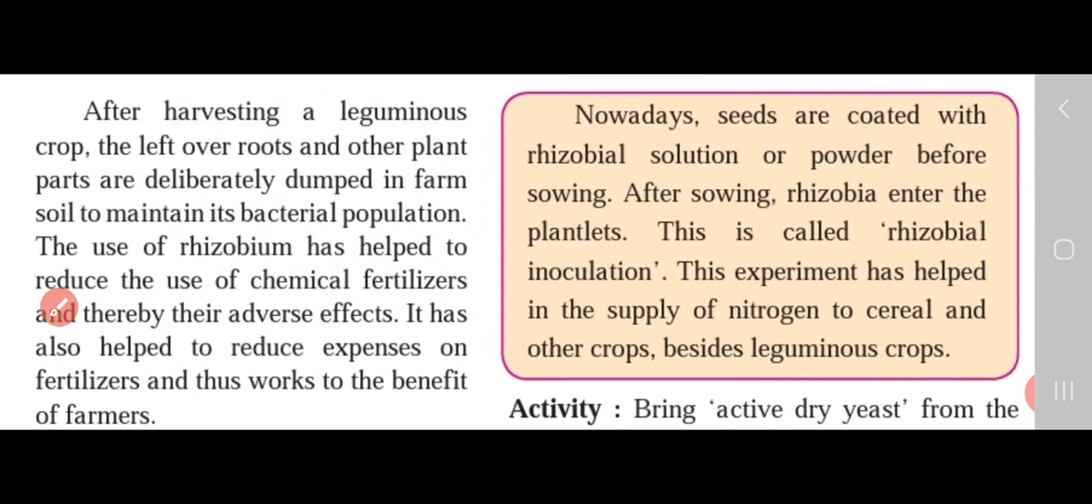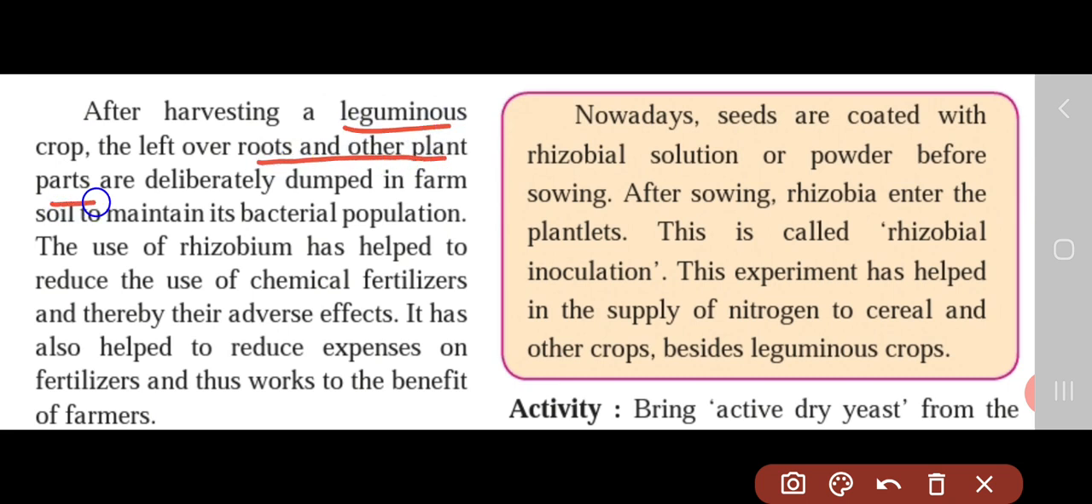Now what happens nowadays? After harvesting a leguminous crop, leftover roots and other plant parts are deliberately dumped in the farm soil to maintain its bacterial population. So this is the practice nowadays followed by farmers. After cutting down the crop, they keep the leftover plant parts like roots in the field itself. The use of rhizobium has helped to reduce the use of chemical fertilizers and thereby their adverse effects. It has also helped to reduce expenses on fertilizer and thus works to the benefit of farmers.